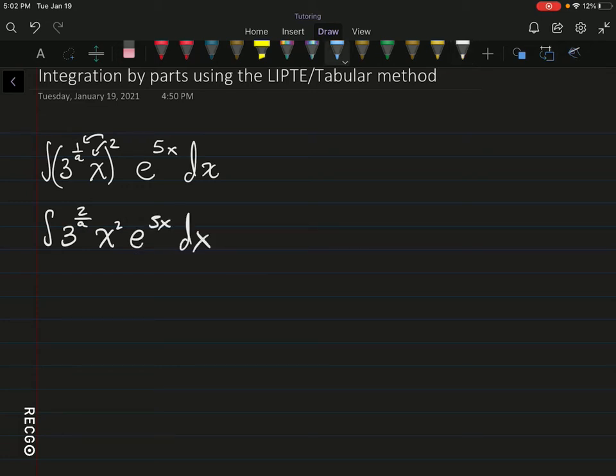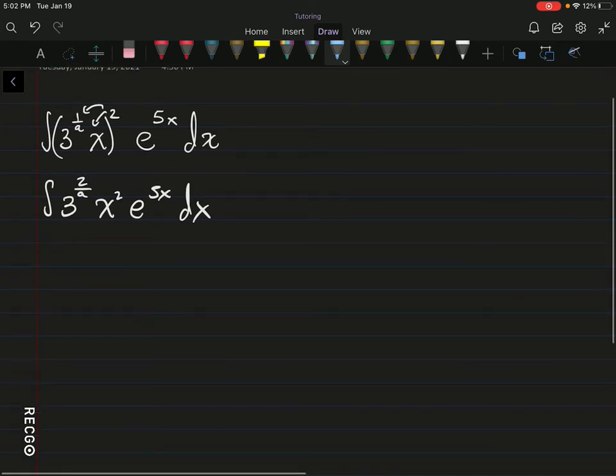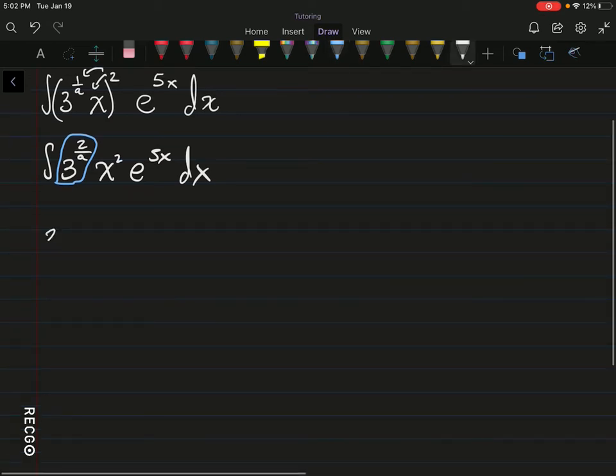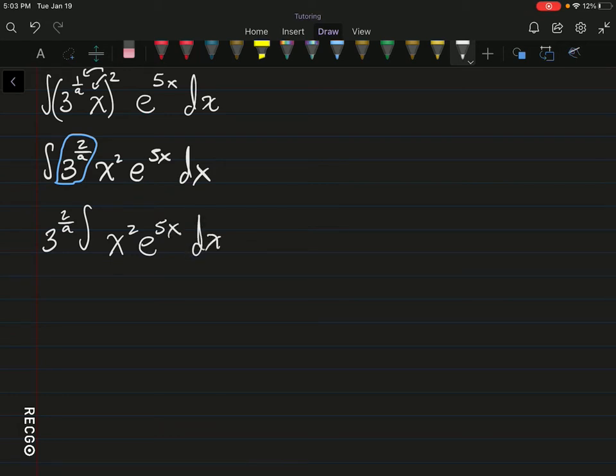Now let's recognize our constants here. Our constant is this variable because it doesn't contain an x. So we're going to go ahead and take it outside: 3 to the 2 over a, integral of x squared e to the 5x dx. Here we have two terms of x, and they're being multiplied to one another.